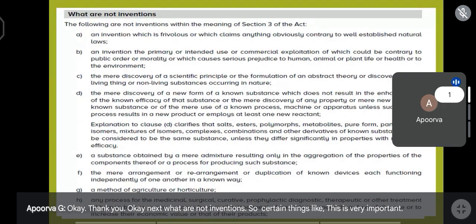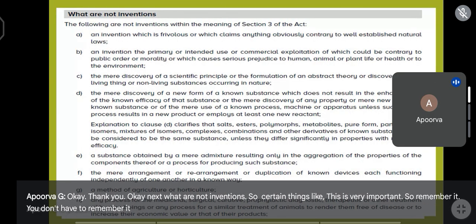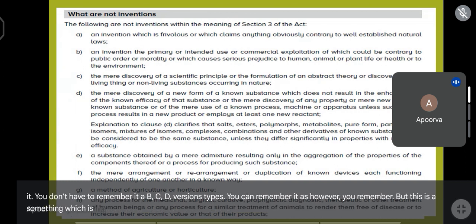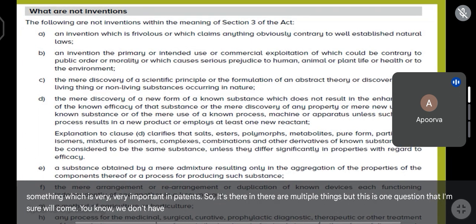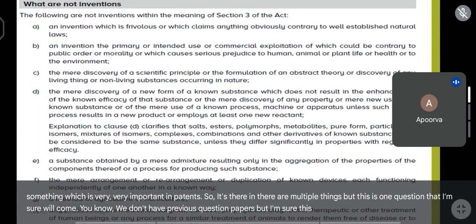So remember it. You don't have to remember it as A, B, C, D versions or types. You can remember it however you remember. But this is something very, very important in patents. There are multiple things, but this is one question that I'm sure will come. Now, we don't have previous question papers, but I'm sure this question is very important.